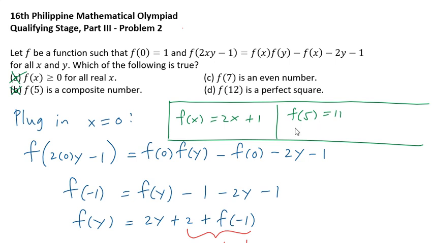So this one is obviously false. If we plug in x equals 7, that's what? 2 times 7, 14 plus 1, that's 15. And 15 is not an even number. So C is false as well. How about f of 12? F of 12 is clearly 2 times 12 plus 1, that's 25. And it's clearly a perfect square. So the answer is answer choice D.